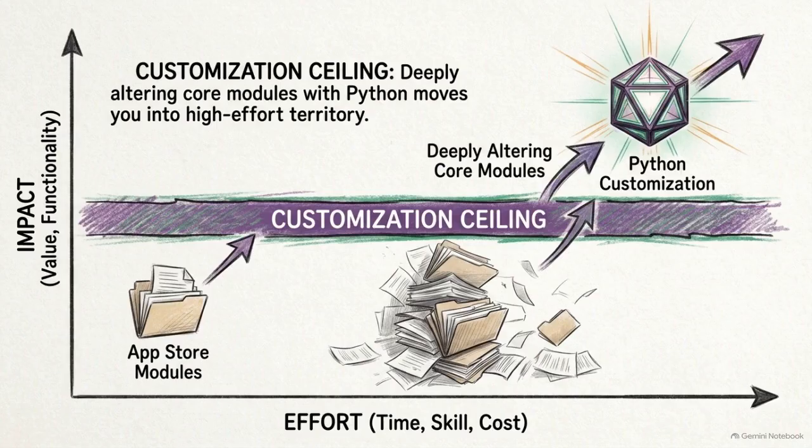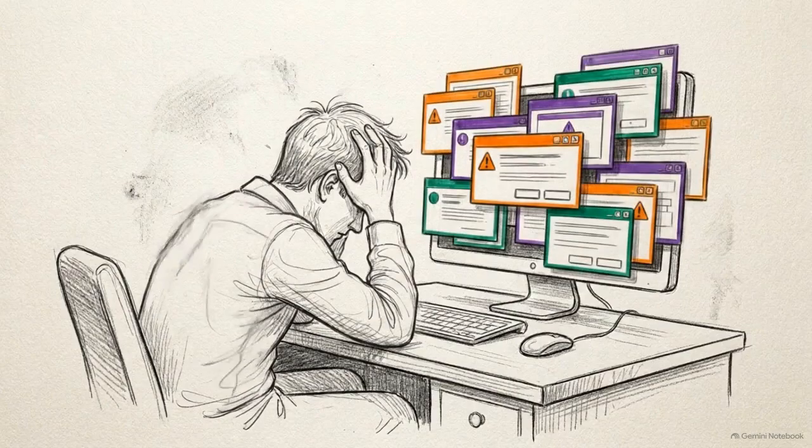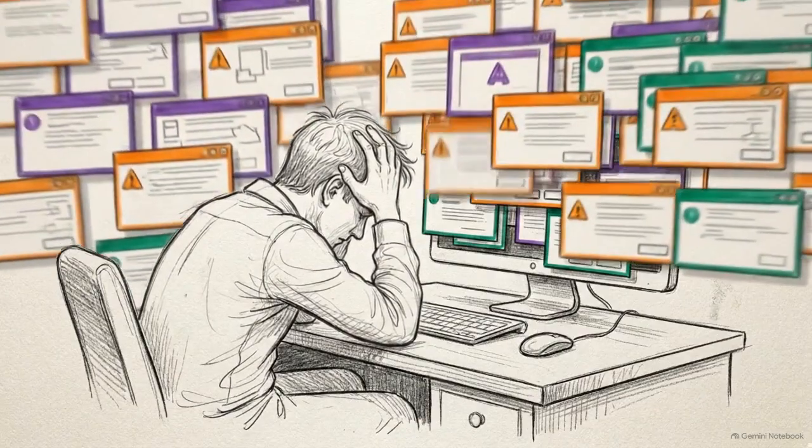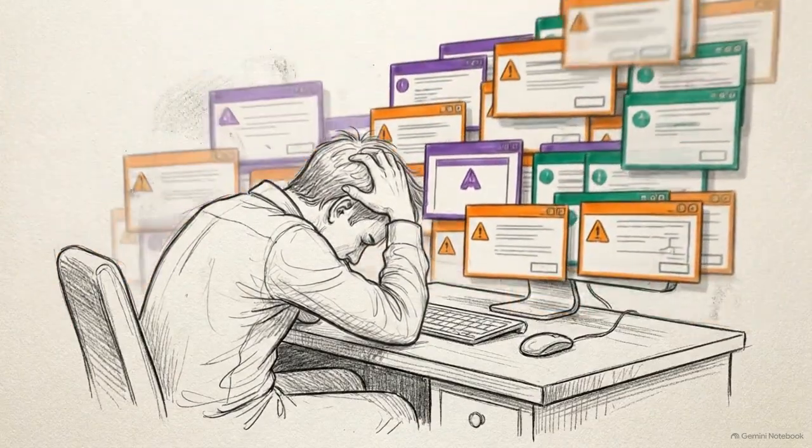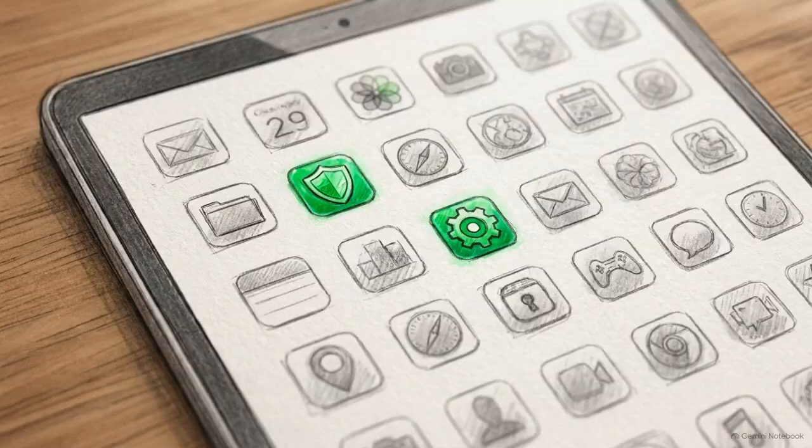This quadrant chart maps the implementation process. Out of the box, community build modules from the App Store fall into low-effort, high-impact territory, but there is a customization ceiling. Deeply altering core modules with Python moves you into high-effort territory, pushing past the free tier's limits. The single most common reason Odoo implementations fail is that businesses try to activate every single module on day one. A successful rollout requires strict discipline.